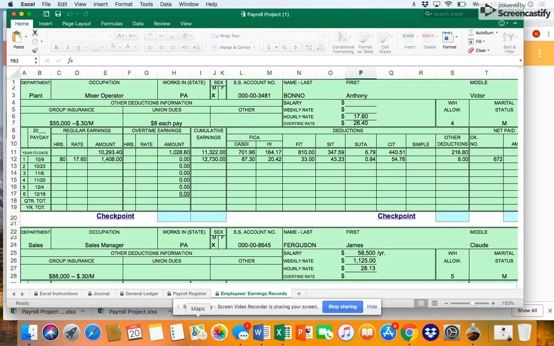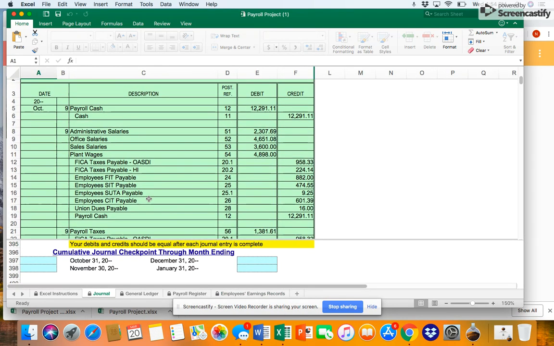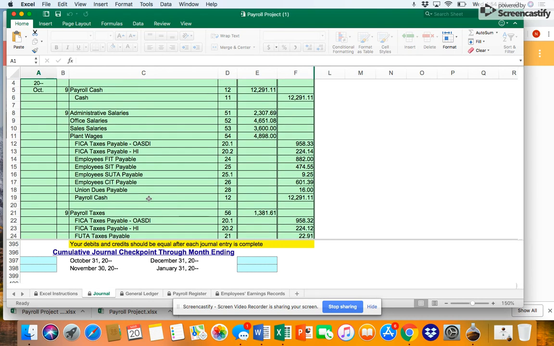Next, we'll record the entries in the journal. Refer to 3. We're told to record an entry to transfer money from the regular cash account to the payroll cash account in the amount of net pay. Remember from financial accounting that cash is an asset account. Assets are increased with debits and decreased with credits. We're going to debit or increase the payroll cash account, and we're going to credit or decrease the regular cash account. From the payroll register, the amount of net pay is $12,291.11.